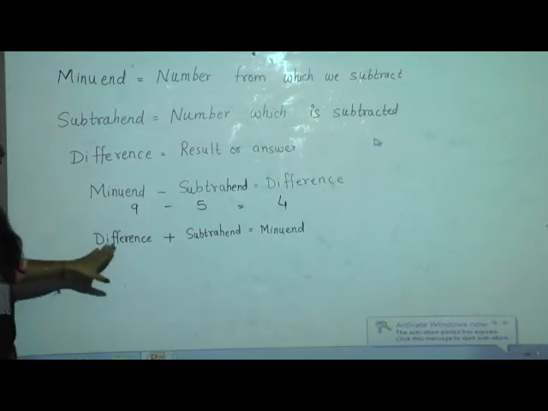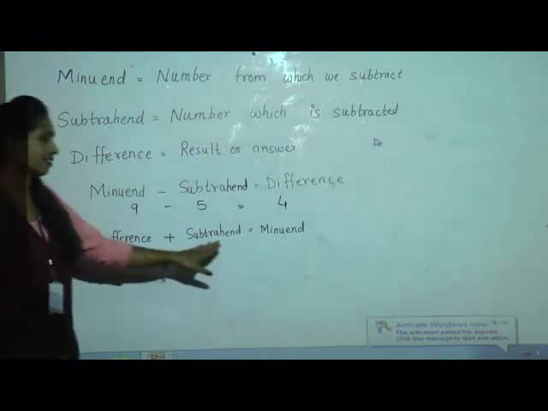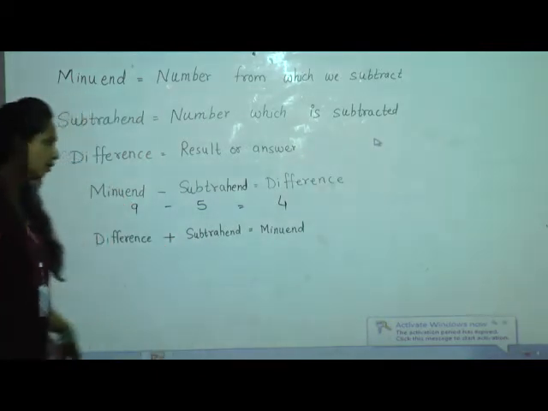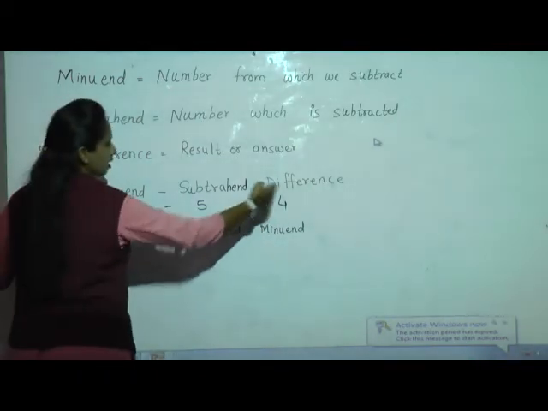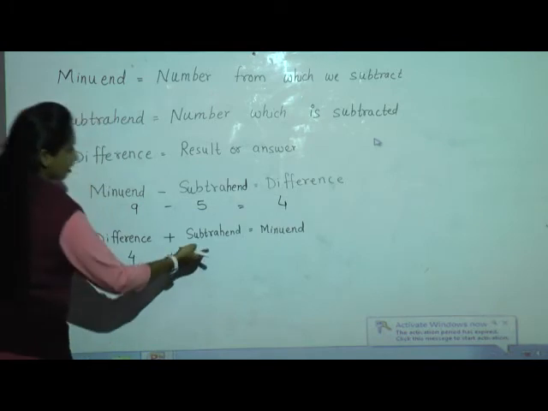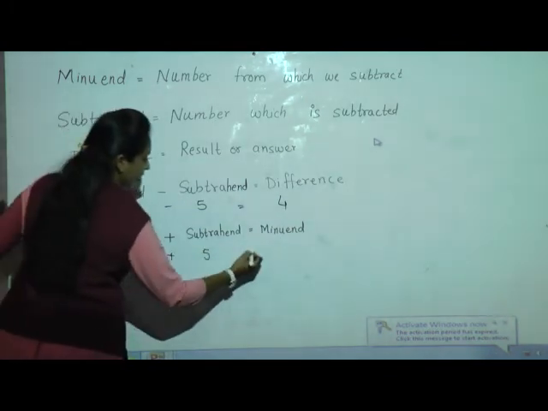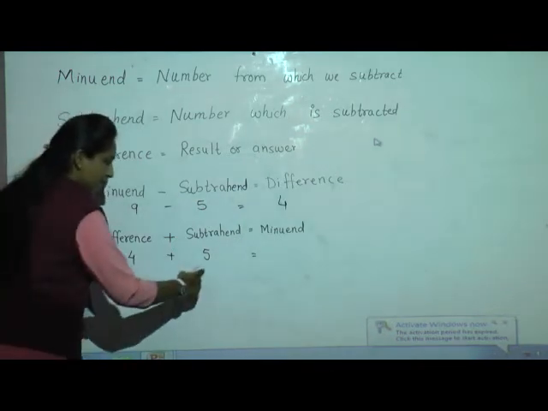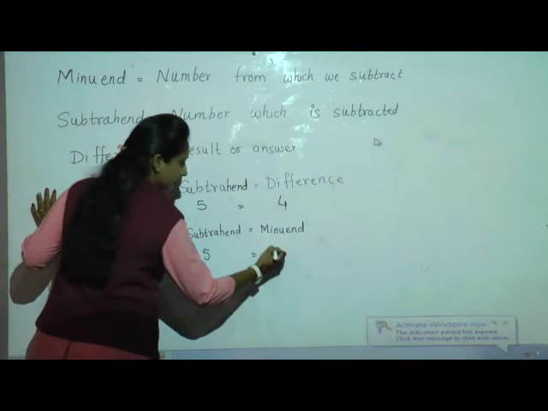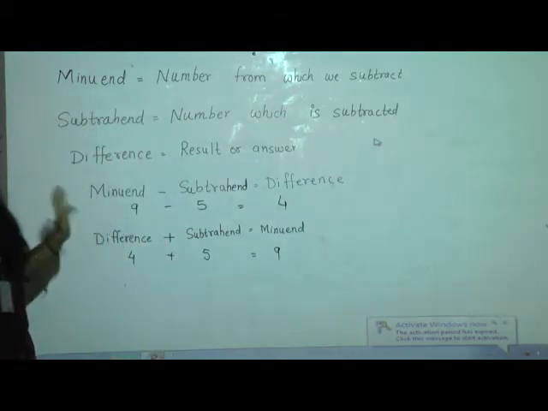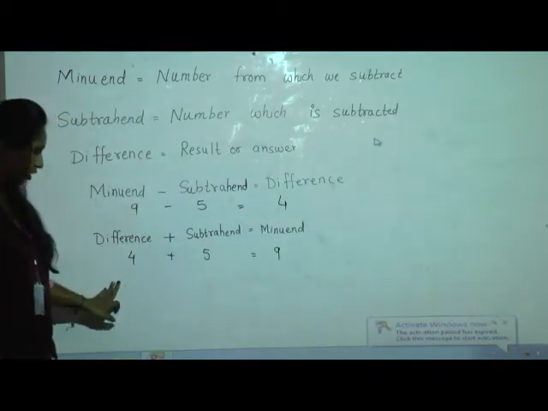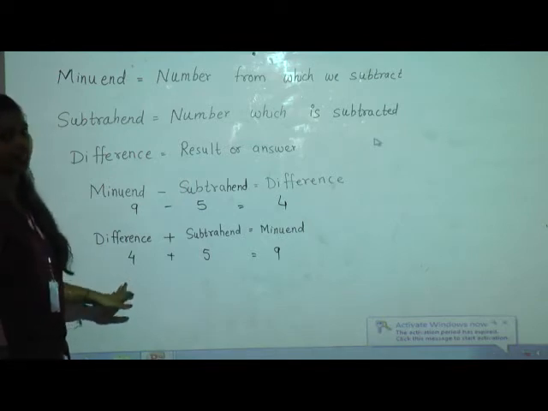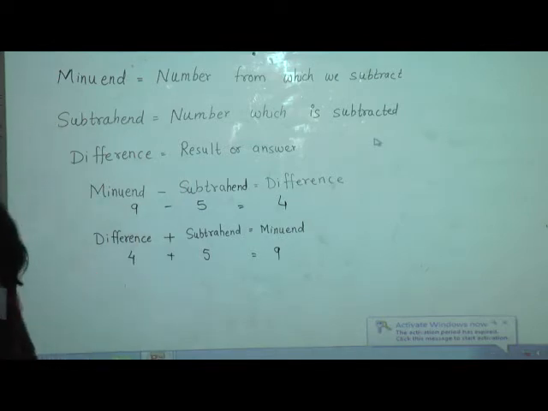Okay. Now here, when we add difference plus subtrahend, we get minuend. How? We will see. What is the difference here? 4. I'll write 4. The subtrahend is 5. And the answer should come as minuend. When we add 4 plus 5, we get 9 only. So when you are doing the subtraction, you can cross check with this method whether your answer is correct or not. Understood till here? Yes, very easy. Now, open your canopy.